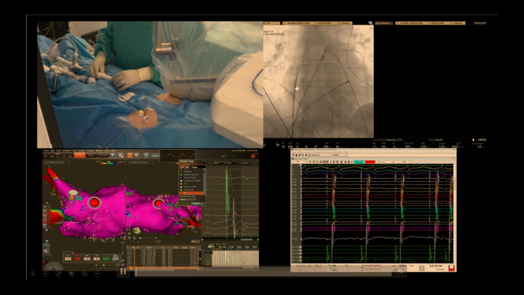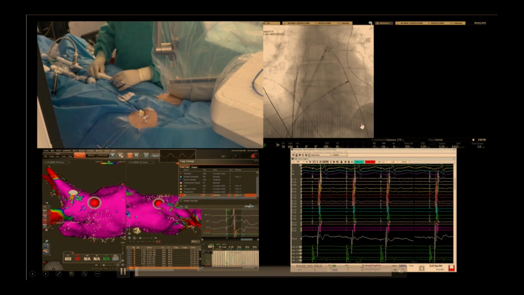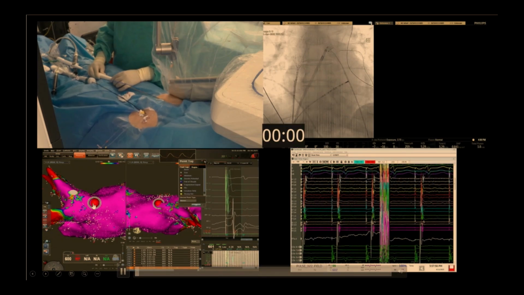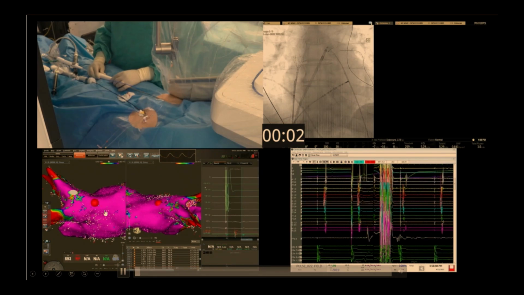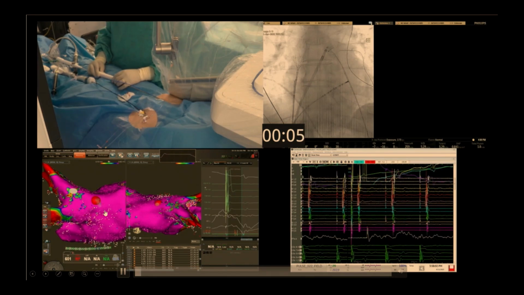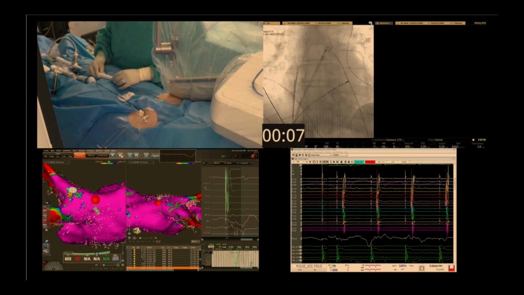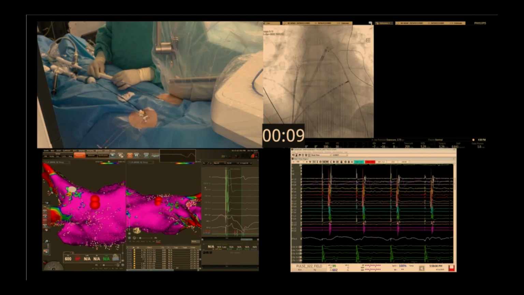Okay, this is going to be playing in real time, so nothing is sped up here. There's a point here. That's the ablation. Again, the workflow is a little bit clunky, as you saw, because again, it's not really integrated.